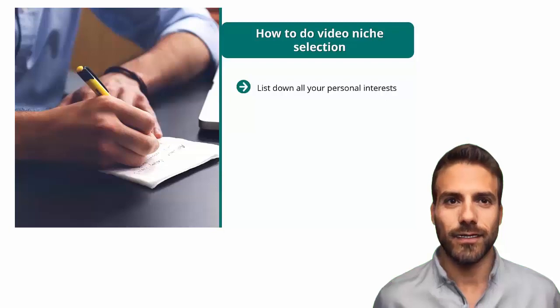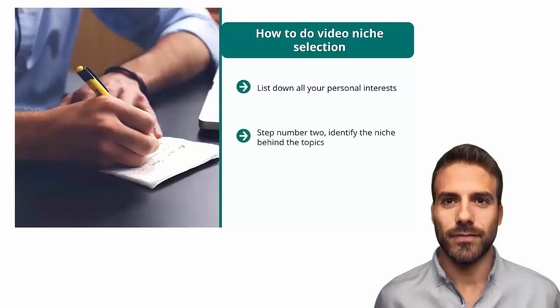This is a stream of consciousness exercise, so just write down everything and anything that comes to your mind, but don't edit yourself, don't second guess, and just write it down. Just come up with a huge long list, as long as you are truly and sincerely interested in those topics.